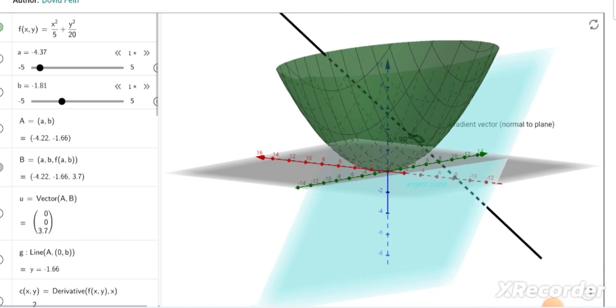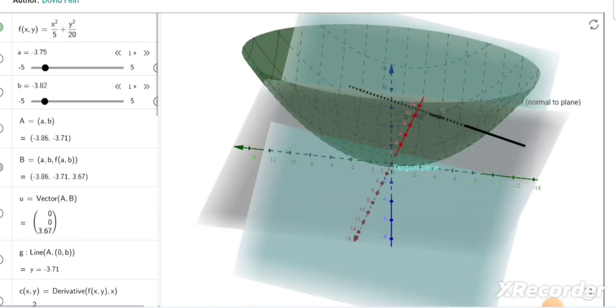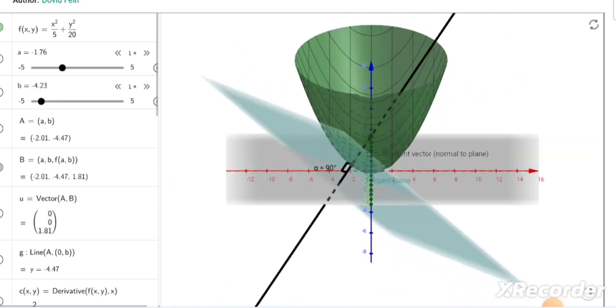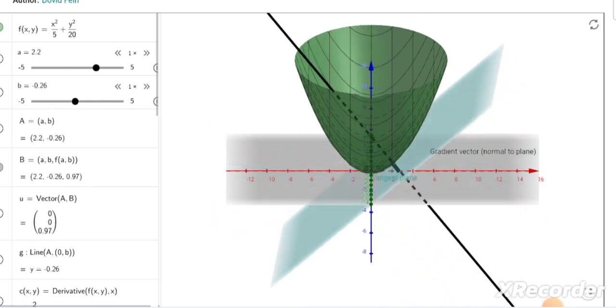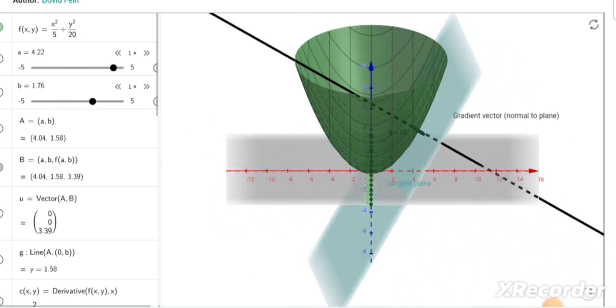So if your point moves, here we've got a nice animation that shows how it behaves when the point that we're looking at is moving. So we really have that the tangent plane is moving along, of course, and the gradient is always going to be orthogonal to this.